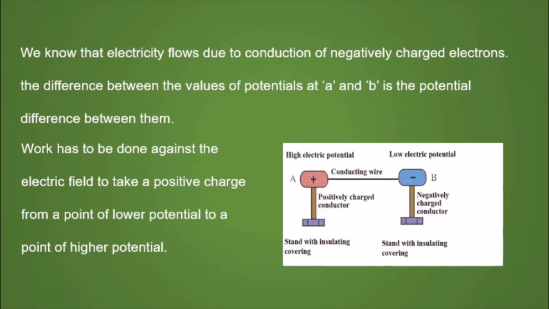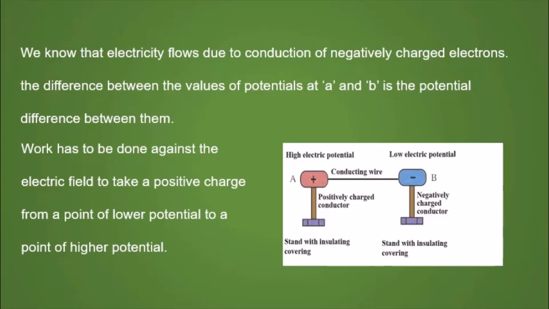Now here in this example, there are two conductors, A and B. A is positive and B is negative. Both the conductors are connected to each other by a conducting wire. The electrons will flow through this conducting wire only. So now the electrons will start to flow from negative to positive, that is from lower potential to higher potential, that is from B to A.